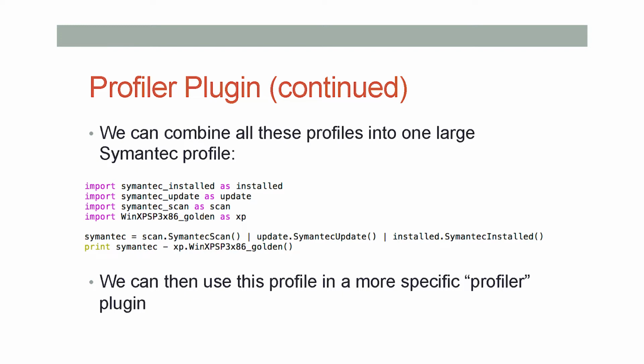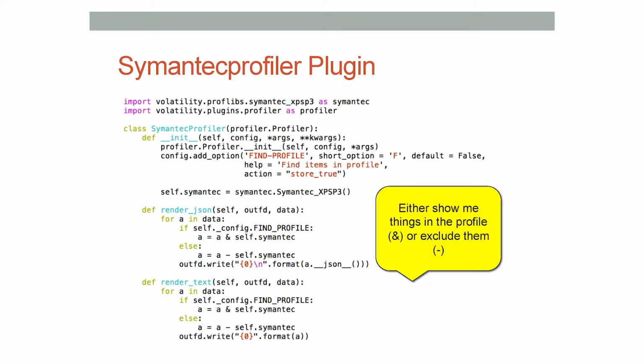So you can make a very quick Volatility plugin out of it. This is all the code that you would need for the Volatility plugin. You just import this profiler plugin, and what it's going to do is just the hard work of finding all these different artifacts. And then the rendering is just whatever you decide. In this case, we want things that are only in the profile or not in the profile. And we have these options included either here, like with the F, which is find in the profile, or by default as things that are not in the profile.